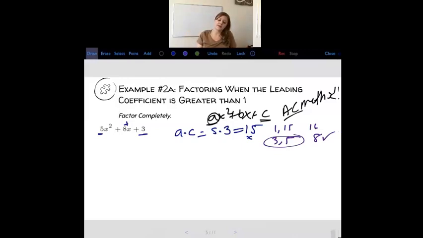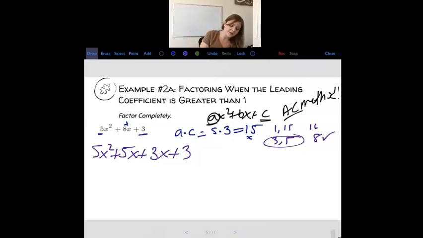And what we're going to do is instead of 8x, we're going to write 8x as 3x plus 5x. 3x plus 5x is still 8x, so we haven't changed the problem. So we have 5x squared, and it doesn't matter what order you write them in. So I'm going to write plus 5x plus 3x plus 3. You could have written 3x plus 5x.